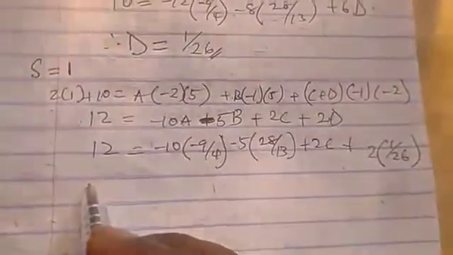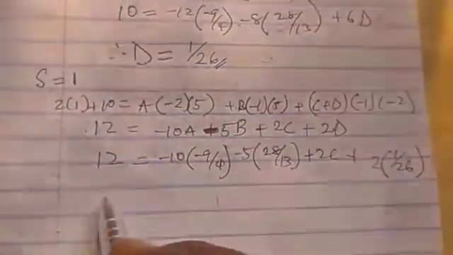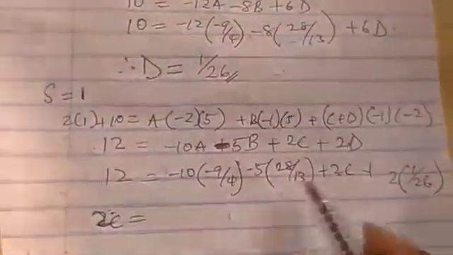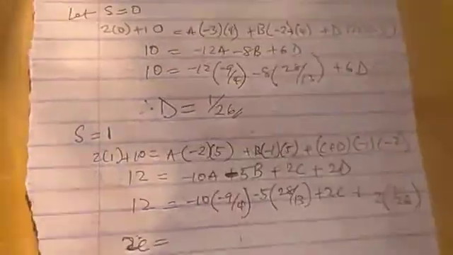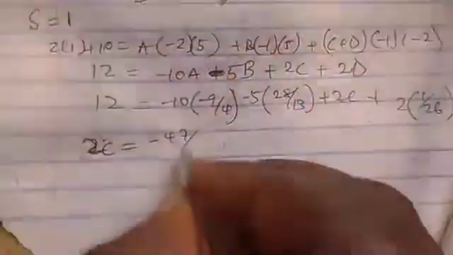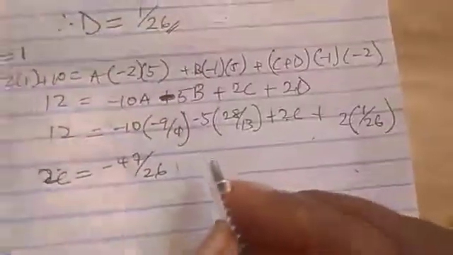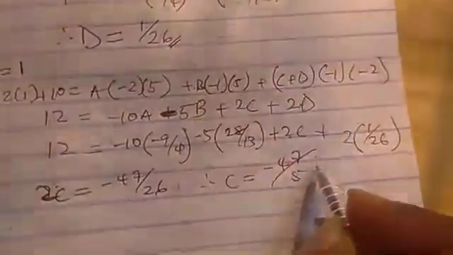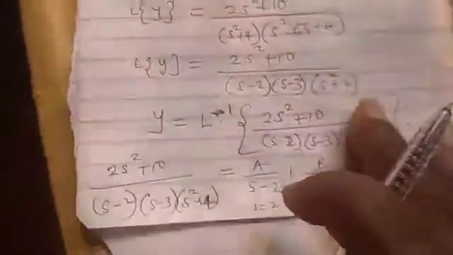Now let us find the value of c. Let's first make 2c the subject of the formula. When we make 2c the subject, we transfer the rest to this side, so that we are going to have minus 47 over 26. Therefore, our c is minus 47 over 52. Now, where are we coming from? I have helped you to find everything. So this is where we are coming from.